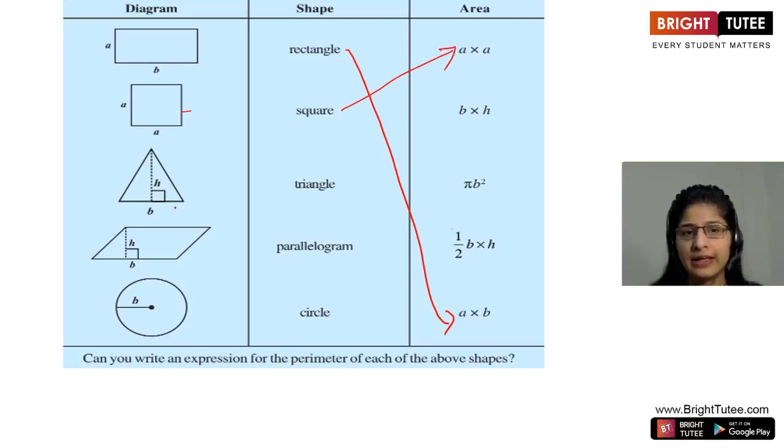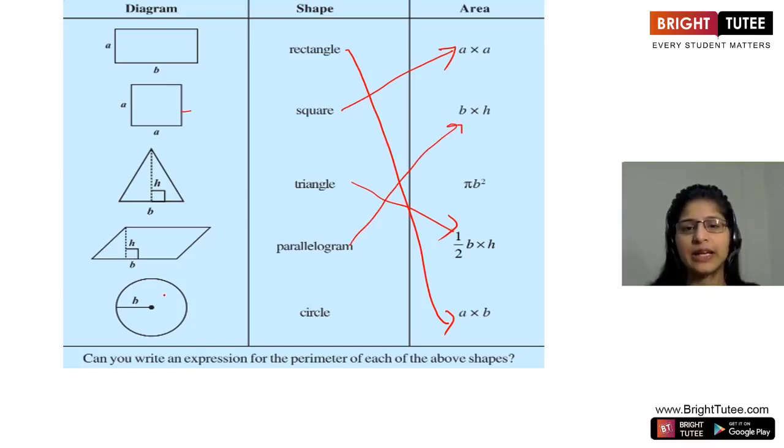Now it is a triangle, the base is B, the height is h. So the formula is half into base into height. So the triangle's area is half into base into height. The next one, if you see, is a parallelogram with base B and h as the height. So the area of the parallelogram is B into h.